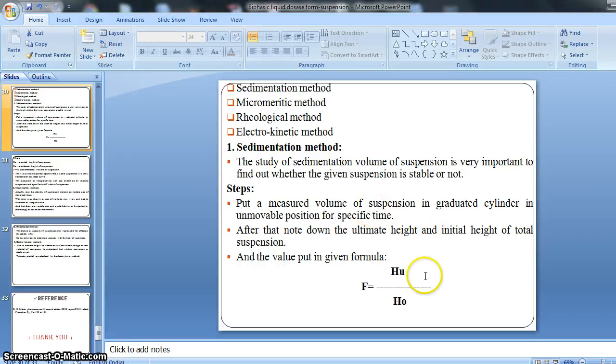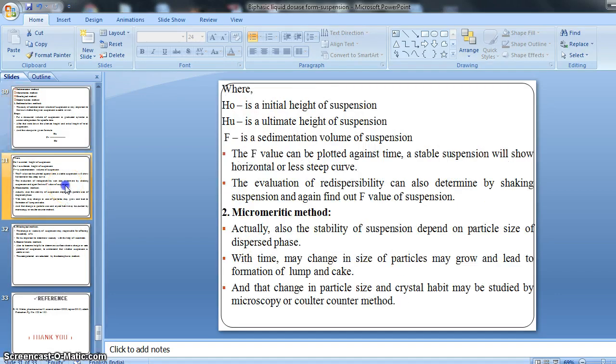So you just remember this formula and understand that procedure also, right? Very small procedure or very simple procedure it is, right? Then afterward our micromeritic, right? Afterward our micromeritic is also one of the evaluation tests for a suspension for determining whether it is stable or not, right? So let's see what is that.